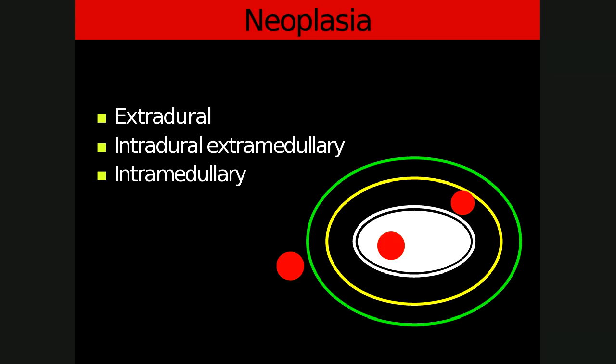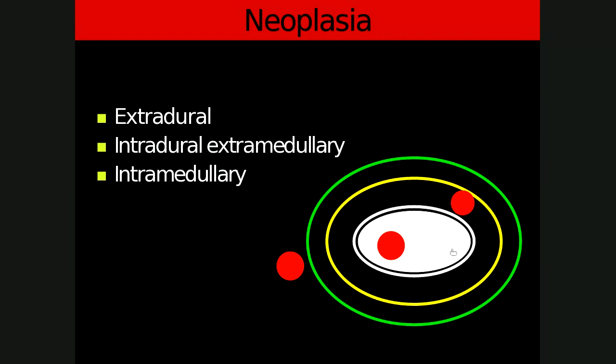Okay, lastly, we're going to be looking at neoplasia, and you can refer back to the lecture on myelography for a little bit more information on the anatomy of this area. But neoplasia can occur extradurally, that's external to the dura mater, intradural, extramedullary, which means it's between the dura mater and the pia mater, so within the meningeal region, or intramedullary, which means it affects the spinal cord parenchyma.